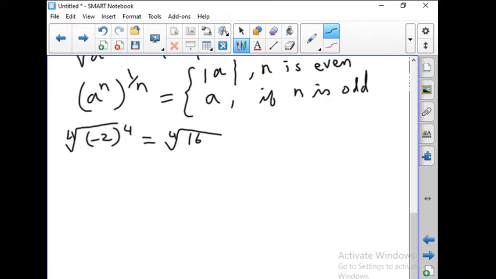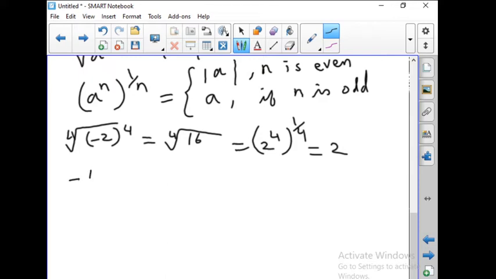Okay, so minus becomes plus because it is even. So, this is 16. 16 is 2 power 4, the whole power 1 by 4. So, it is equal to 2. 4 and 4 get cancelled. So, we get 2.